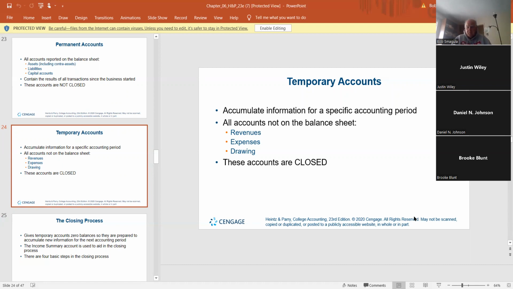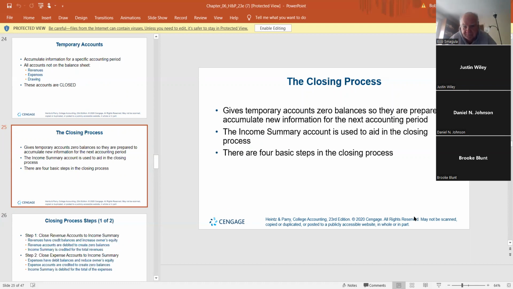So that at the end of the month, when you open up for the next business month, you post your closing entries, and the balance in all the income statement accounts and expenses will be zero. They will be zero because you took that net income impact and moved it into equity. So we close the revenues and expenses. The closing process gives temporary accounts zero balances so they are prepared to accumulate for next month.